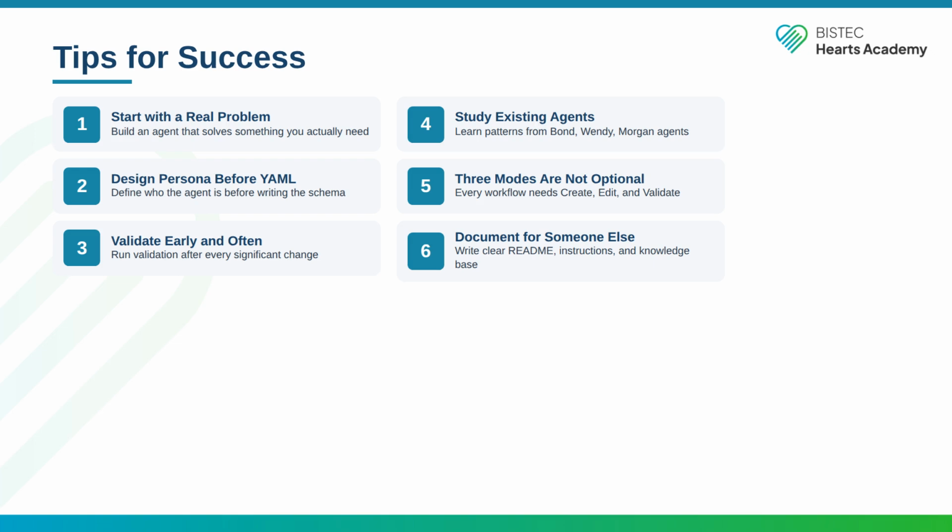Fourth, study existing agents. The best teacher is working code. Read the YAML definitions for Bond, Wendy, Morgan, and the BMM core agents. Notice how personas are structured, how commands are organized, how knowledge bases are indexed. Pattern recognition is your fastest path to good design.